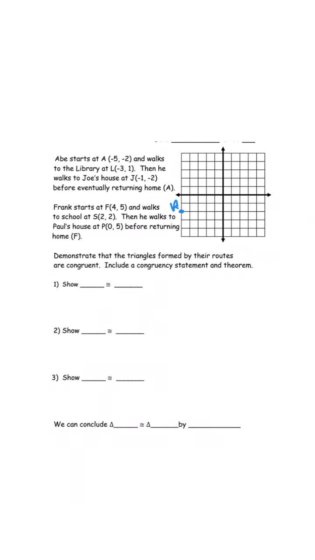That's A. Okay. The library is at negative 3, 1. So if I go 1, 2, 3, 1, there's the library L. And then he walks to Joe's house, which is at negative 1, negative 2. And that's going to be at J. Okay. Now I'm going to draw in my lines.